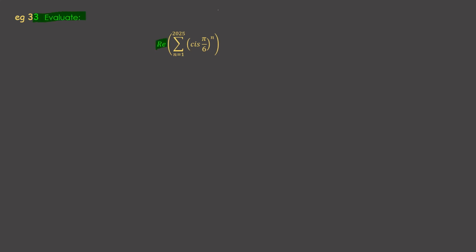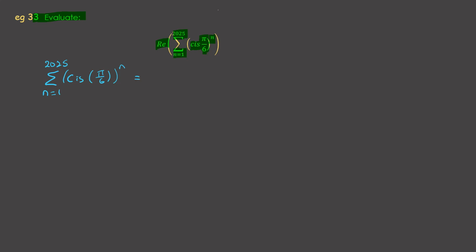We want to evaluate the real part of the sum from n equals 1 to 2025 of cis(π/6) to the power n. Let's look at what this looks like. So, the sum from n equals 1 to 2025, let's not worry about the real part just yet, of cis(π/6) to the power n.